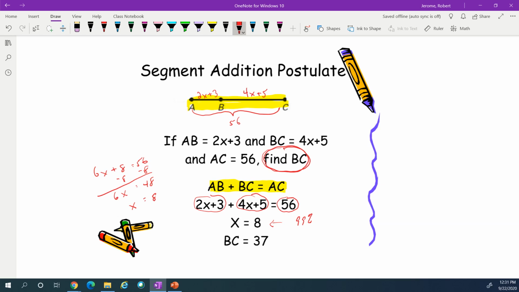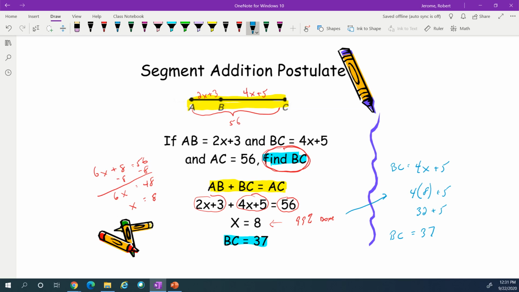We're 90% done, 99% done. And yet, if we don't read the question carefully, we're going to get it wrong. This question asked us to find BC. Well, how am I going to get BC? I'm going to substitute. BC in the question is 4x plus 5. Well, I know x now. So that's 4 times 8 plus 5, 32 plus 5, BC equals 37.